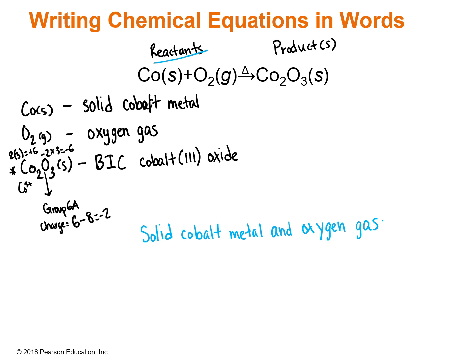So the first part is just describing what the reactants are. We've got solid cobalt metal and oxygen gas. Notice how I'm indicating the state of matter along with the name of the compound.